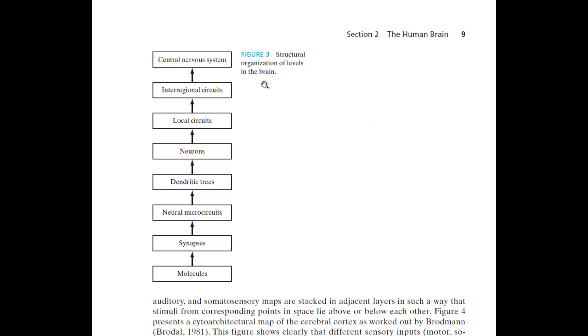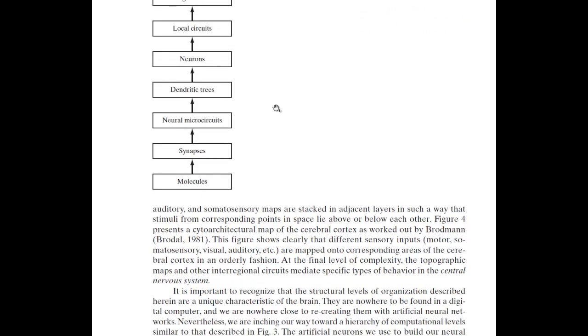Now this is the structural organization of levels of the human brain. So first we go to the molecules, then the synapses, then the neural microcircuits, followed by dendritic trees, then the neurons, local circuits, interregional circuits, and the central nervous system. Okay, so these are the levels at which the brain is organized. In the previous lecture I showed you the different parts of the neuron, where you can understand the function of every part of the neuron also.